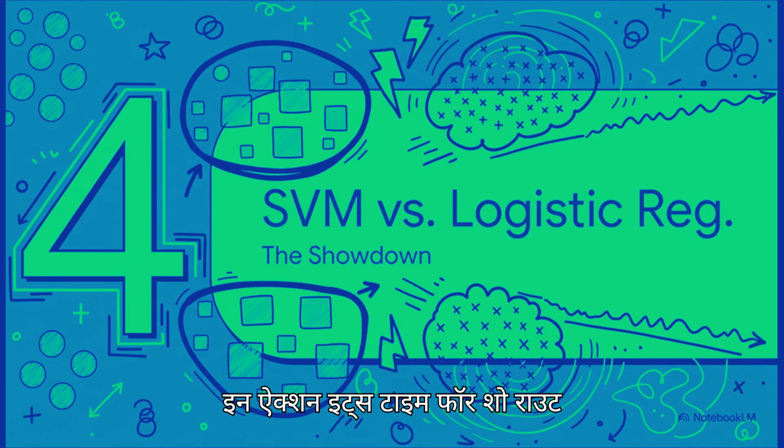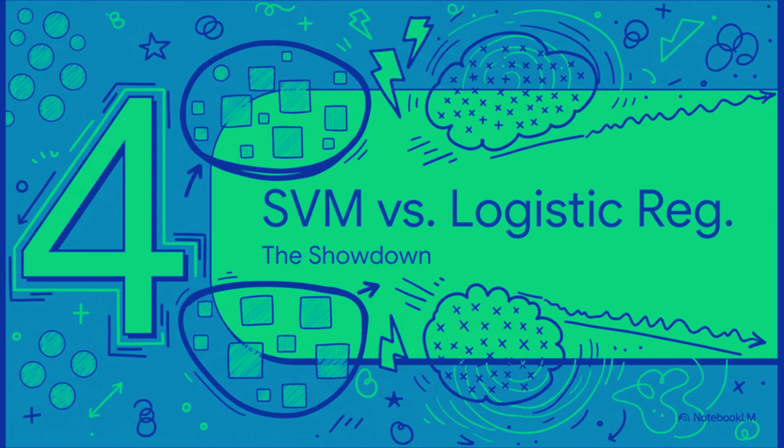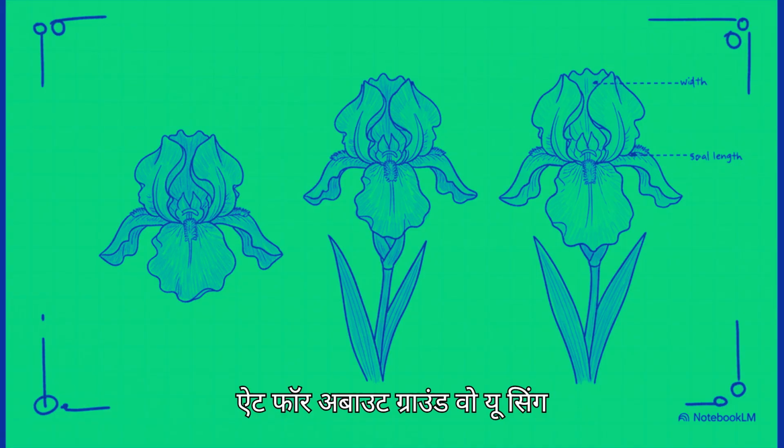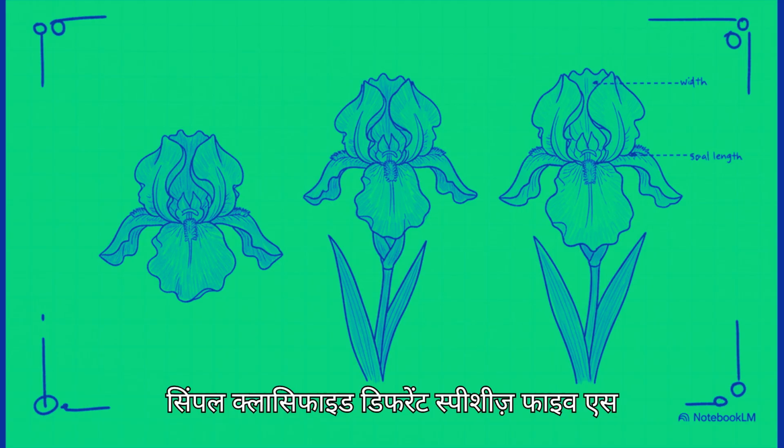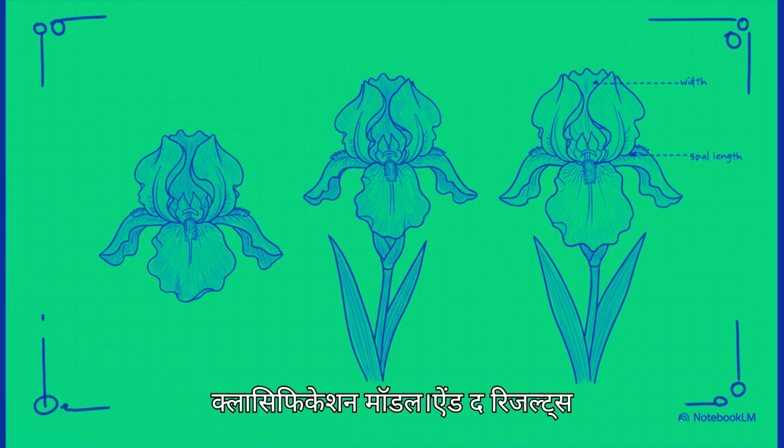It's time for a showdown between our SVM and an old favorite, logistic regression. And for our battleground, we're using the classic iris flower dataset. It's a famous problem in machine learning. The goal is simple. Classify different species of iris flowers based on things like their petal length and width. It's the perfect test for a classification model.